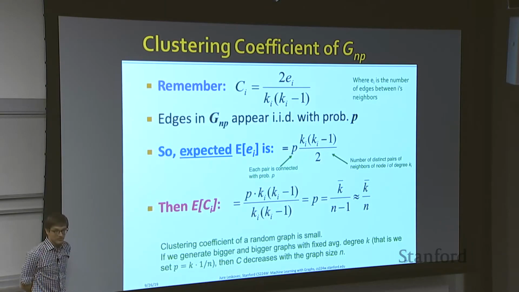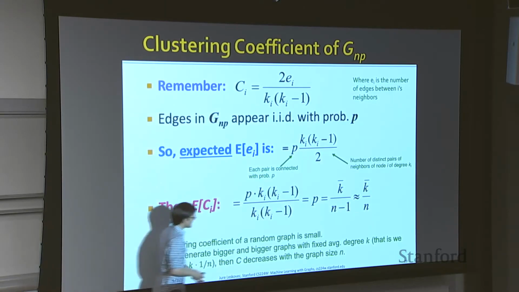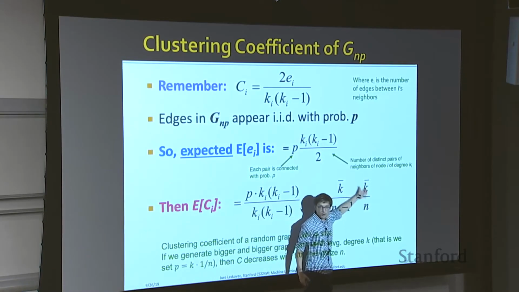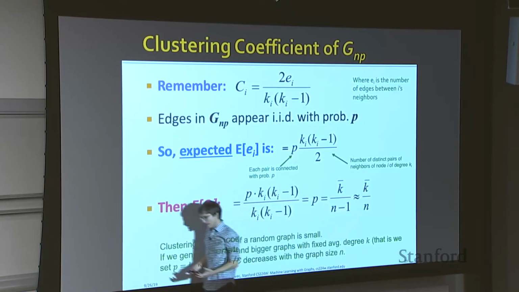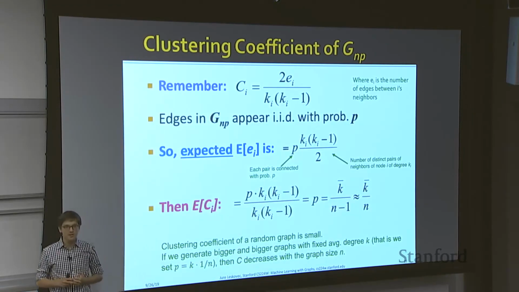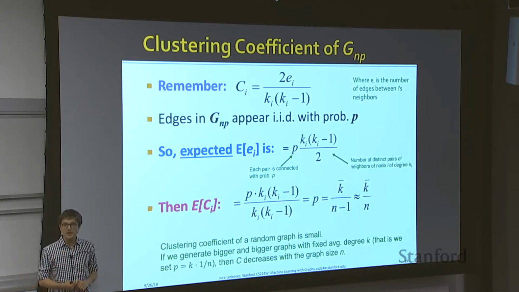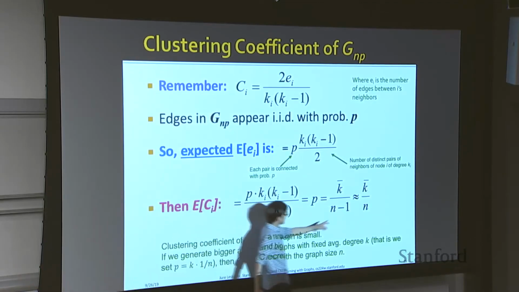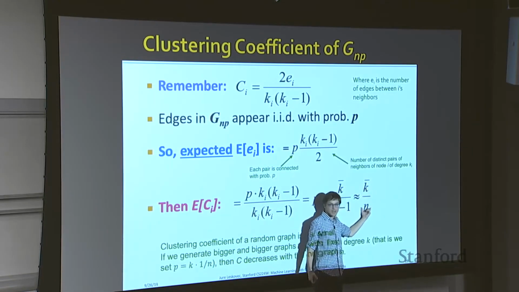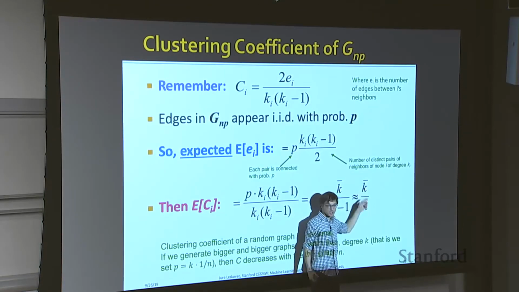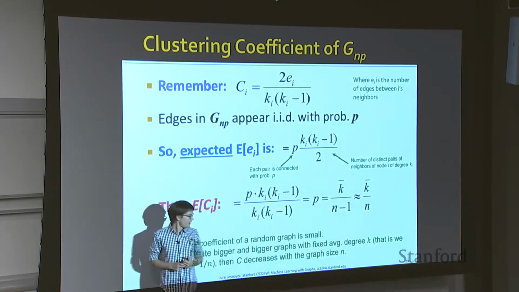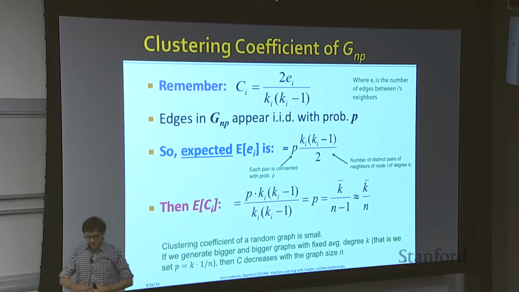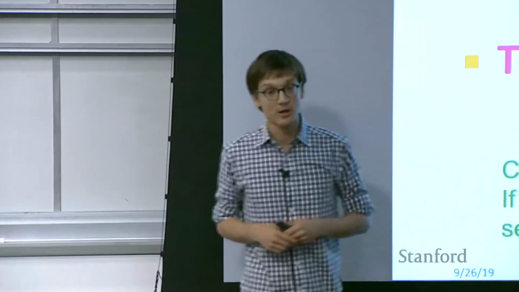One way to think of this is that it will be small. And if you think of it the other way, if I keep the average degree constant but generate bigger and bigger graphs, then k bar will be constant, but n will get bigger and bigger. So this ratio will get smaller and smaller, which basically means that if I generate random graphs where every node has a constant average degree, the clustering will go to 0.